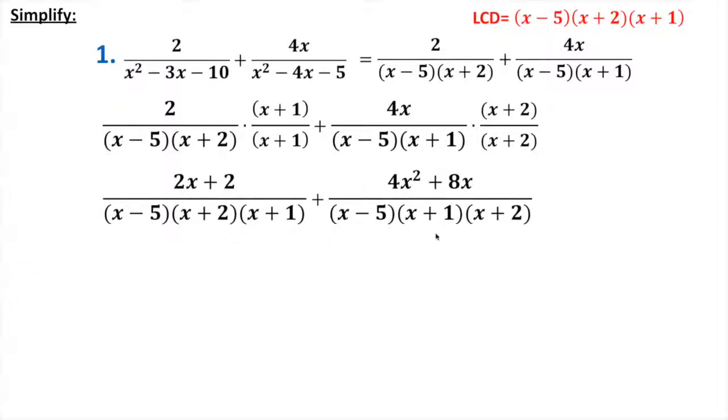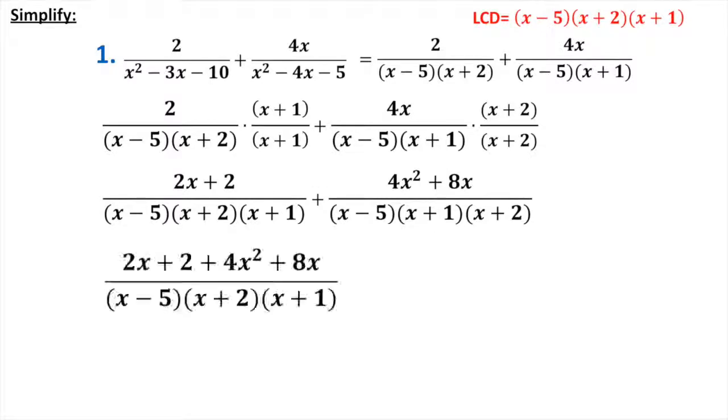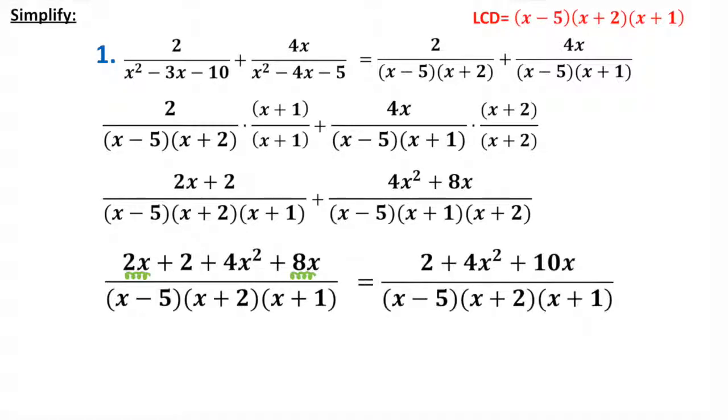All right, now we've got the same denominator. We can combine the numerators. We can combine what's on top. So I wrote them all over the same. Now we got to combine the like terms. I have a 2x and an 8x. Both of those two can be combined. So I'm going to combine both of those two.